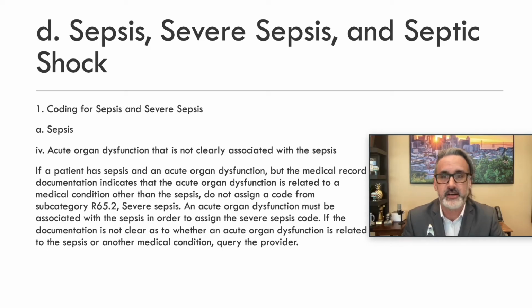If the documentation is not clear as to whether an acute organ dysfunction is related to the sepsis or another medical condition, query the provider. Translation: we have to know as far as coders, is that organ dysfunction related to the sepsis or not? If it is related to the sepsis, just like I mentioned on the last part, sepsis plus organ dysfunction equals severe sepsis. But if the patient has sepsis and has organ dysfunction, but they are not related, then we would not code it as a severe sepsis. We would code it as just sepsis and organ dysfunction, and that's it.